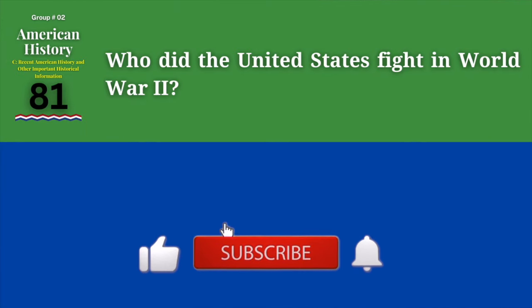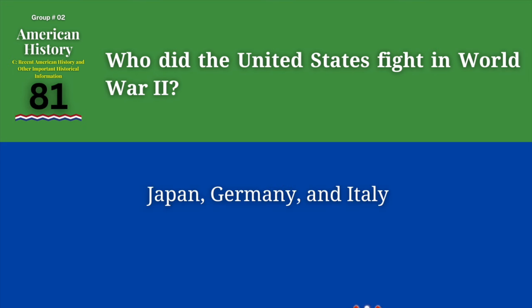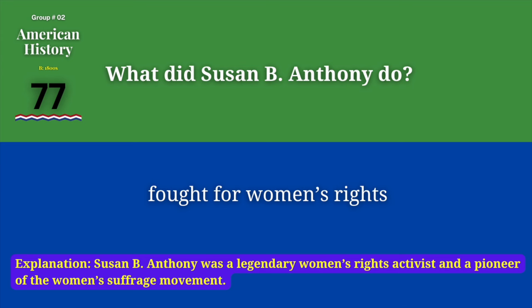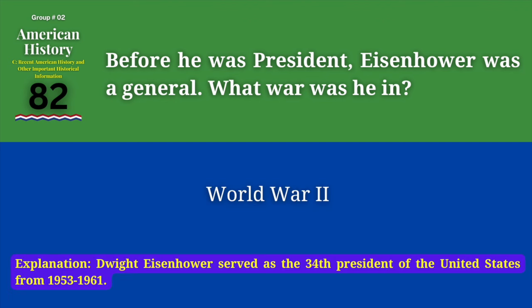Who did the United States fight in World War II? Japan, Germany, and Italy. What did Susan B. Anthony do? Fought for women's rights. Before he was president, Eisenhower was a general. What war was he in? World War II.